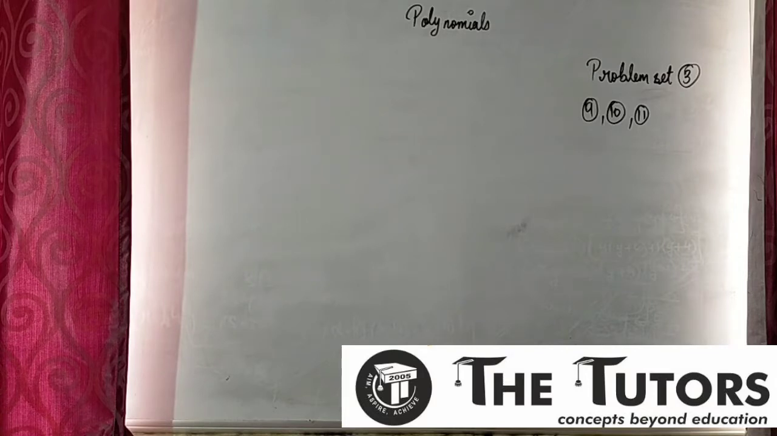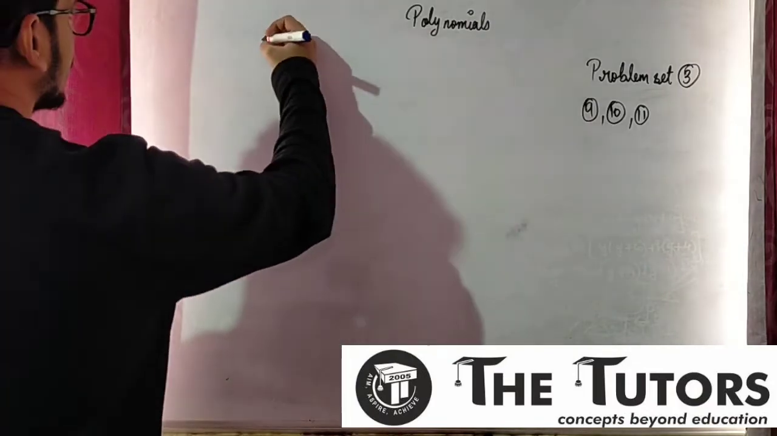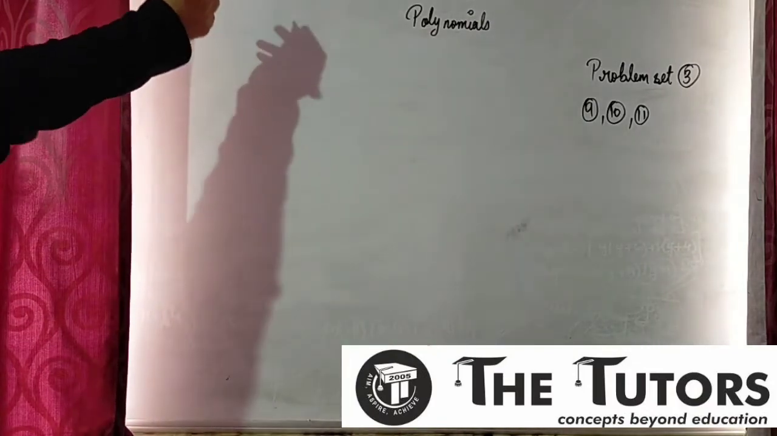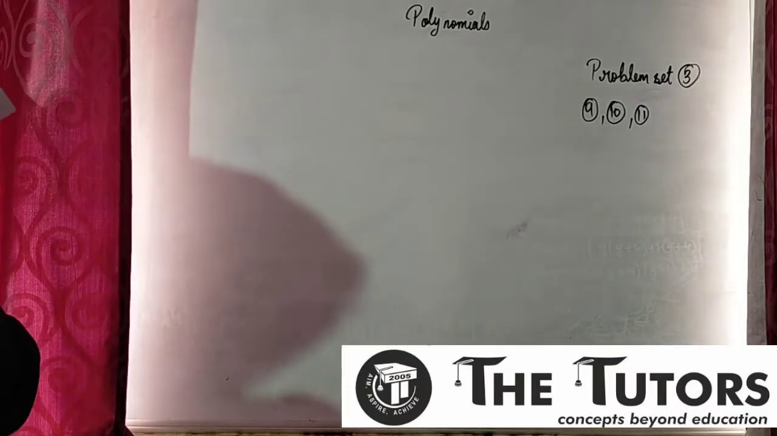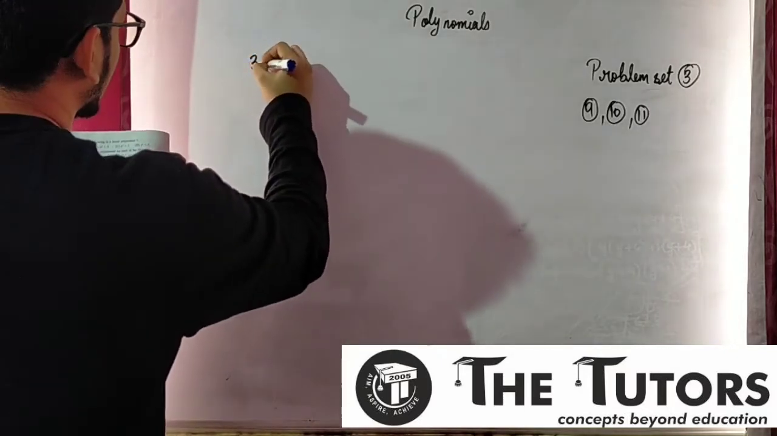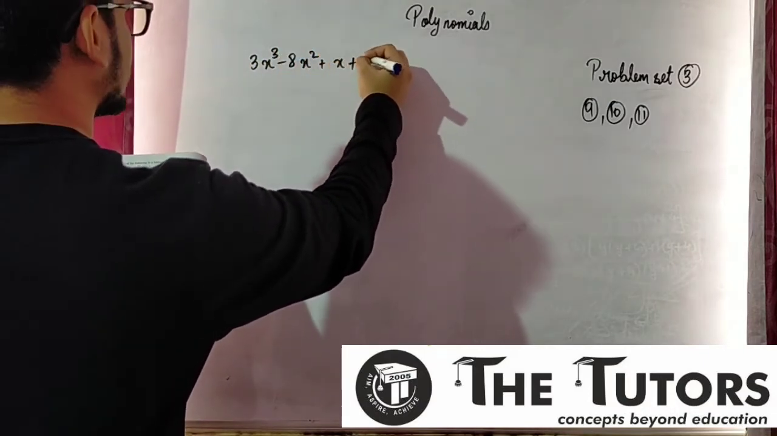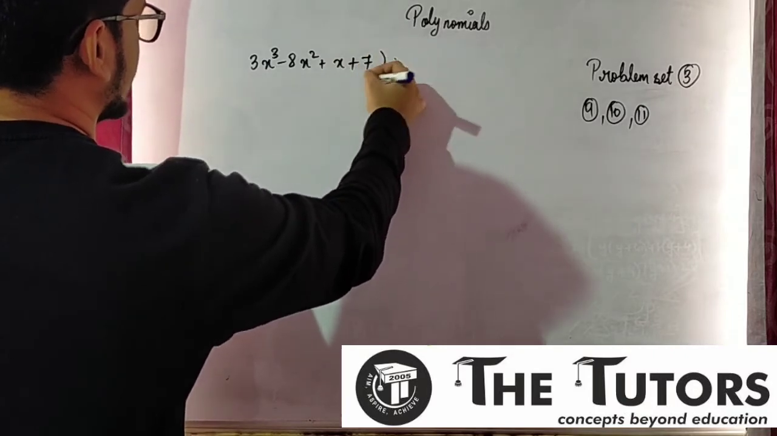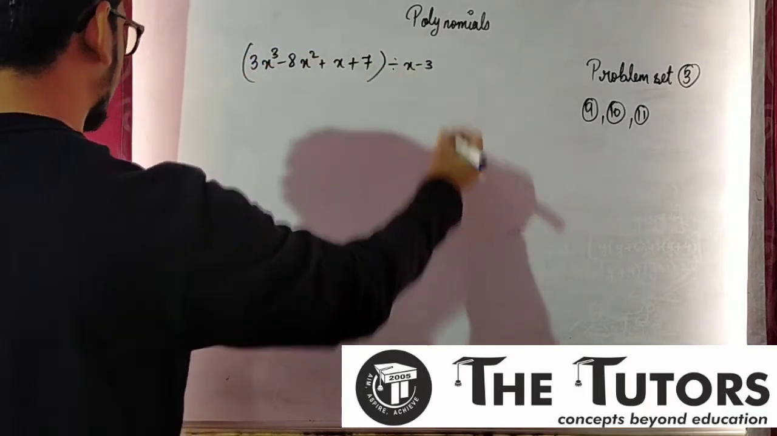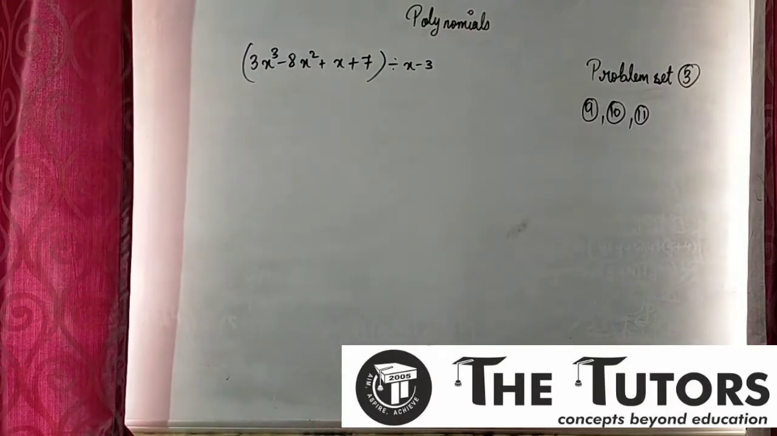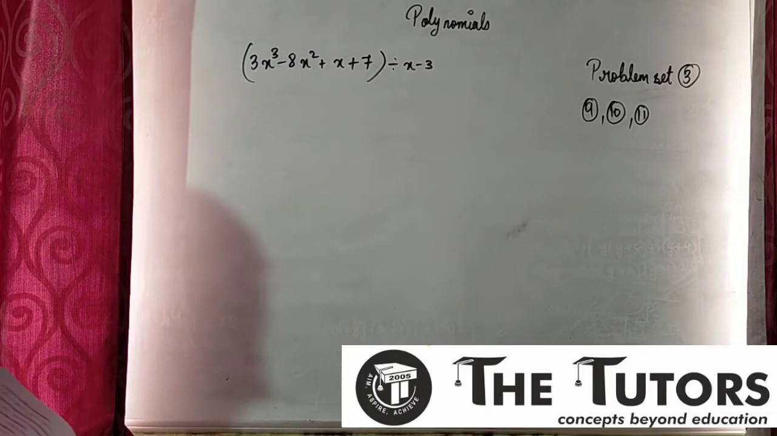So for the 9th question, divide polynomial 3x cubed minus 8x squared plus x plus 7 by x minus 3 using synthetic method of division and write the remainder and quotient. You have polynomial 3x cubed minus 8x squared plus x plus 7, which will be divided by x minus 3, using synthetic method, and write the quotient and remainder.